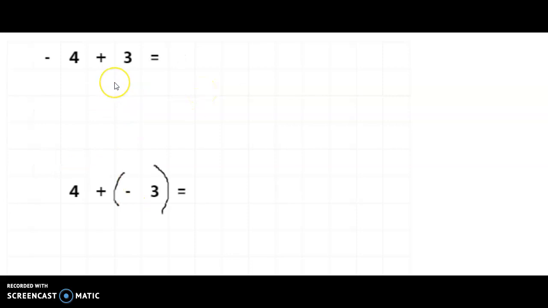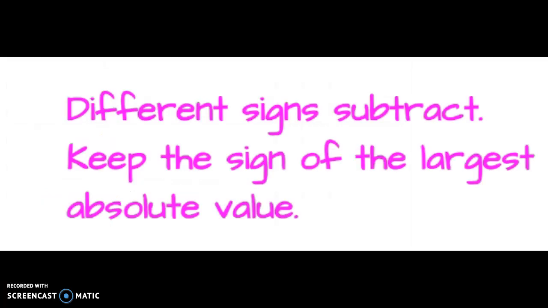The next two are a little bit trickier. Our rule is going to change. Let's talk about our second rule. The next rule that we're going to learn is different signs subtract. Keep the sign of the largest absolute value. So different signs subtract. And remember, we're talking about adding integers. But when you have different signs, your rule is going to be to subtract those. So let's look at some examples that will explain why.